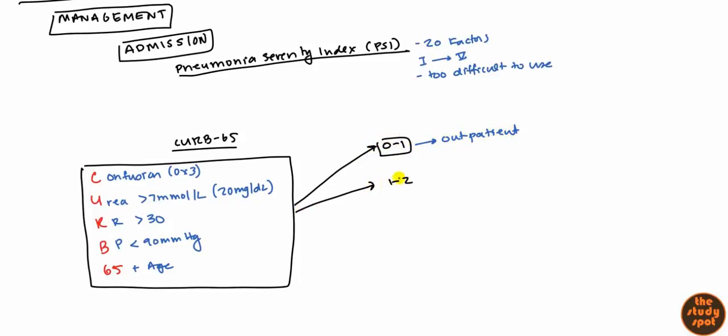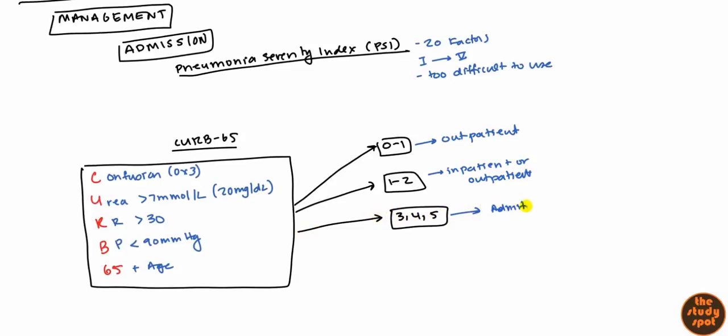If they score 1 to 2, then you just want to use your clinical judgment whether you want to admit them or not, so they could be inpatient or outpatient. And if it's 3, 4, or 5, then you just want to go ahead and admit, and you might want to even consider ICU. So ICU has criteria as well.